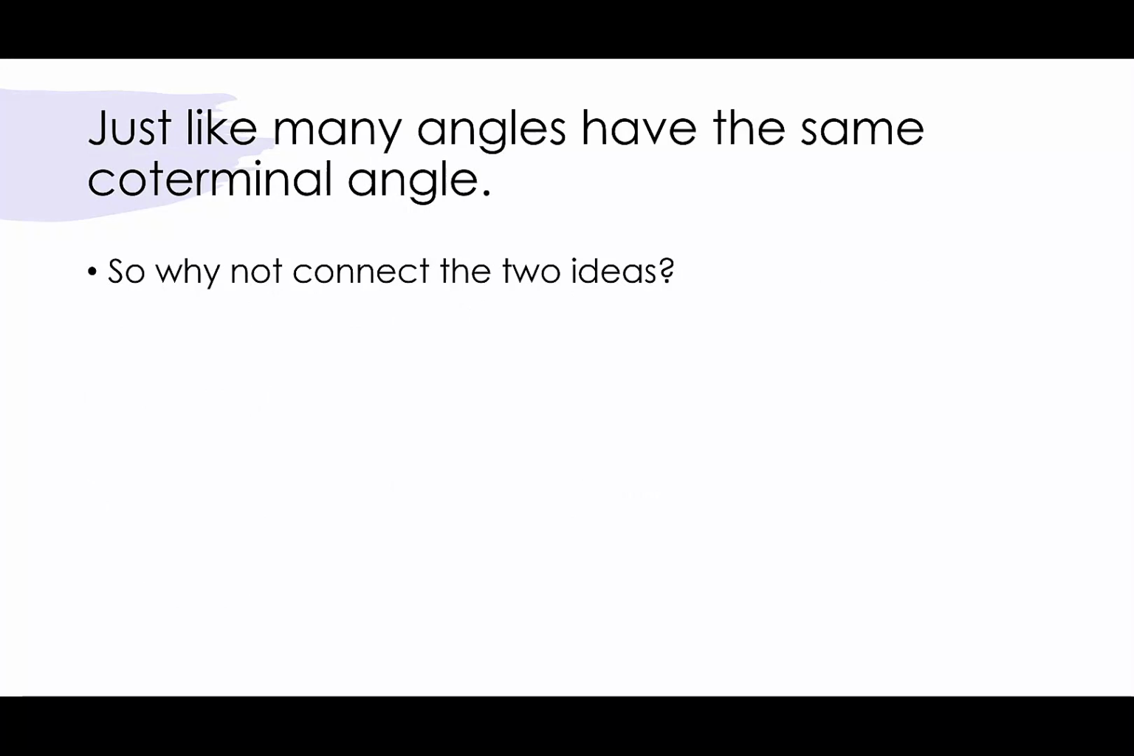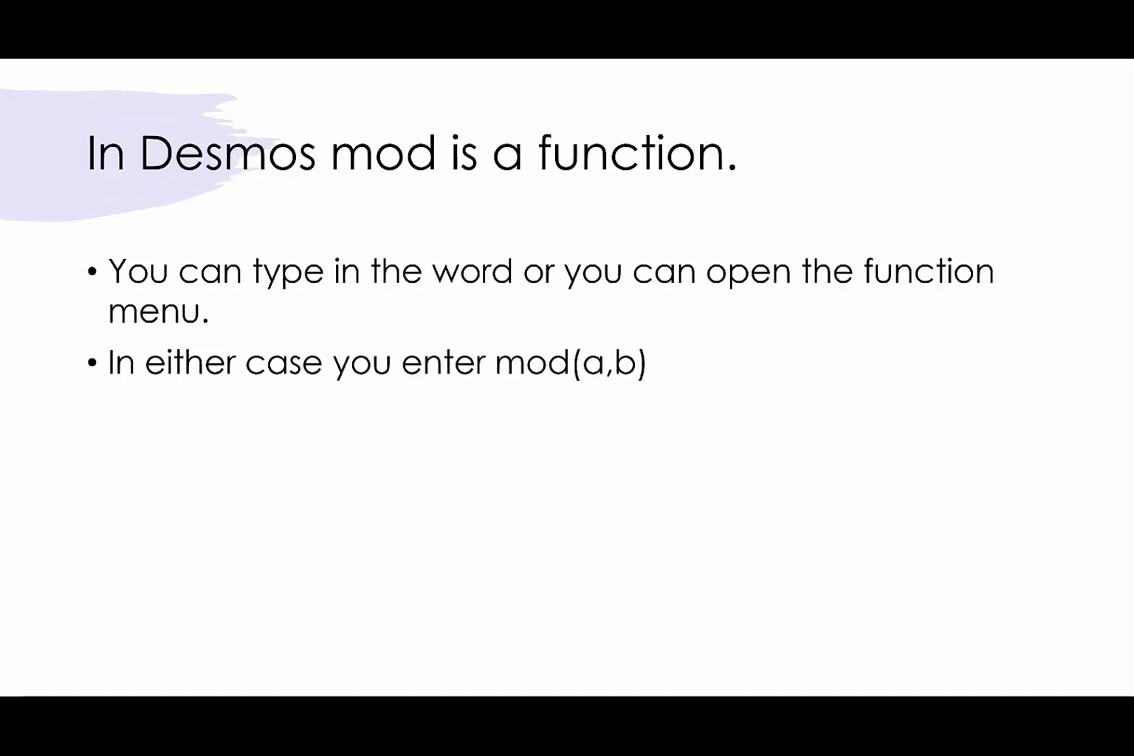When you study trigonometry, you see that many angles have the same coterminal angle, so why not connect these two ideas? In Desmos, mod is a function, so you can type in the word mod, or you can open the function menu. In either case, you enter mod of a comma b. If we wanted to find 5 mod 3, we would enter mod 5 comma 3.